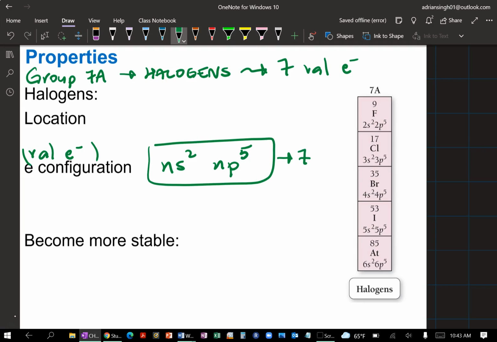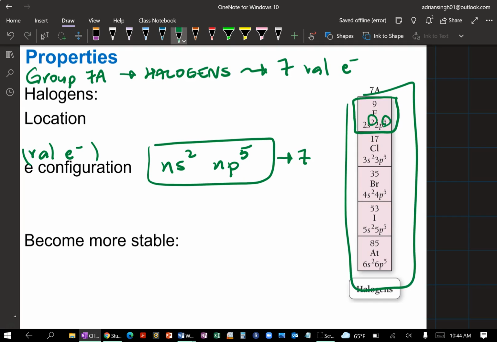So for example, if you look at fluorine, these are just the valence electron configurations in the outermost shell. You see fluorine here has 5 p electrons and 2 s electrons, so that gives 7. And that's the case for all of these over here.